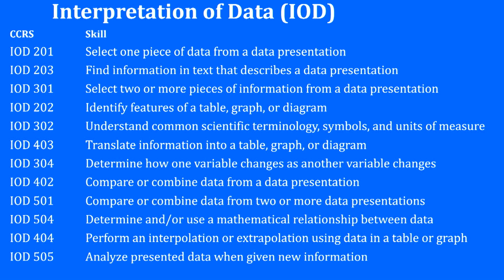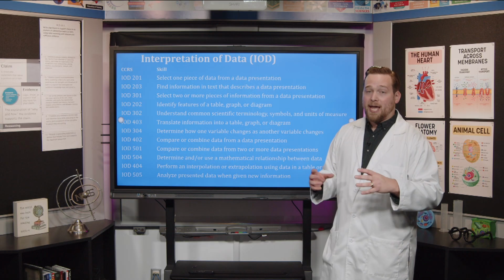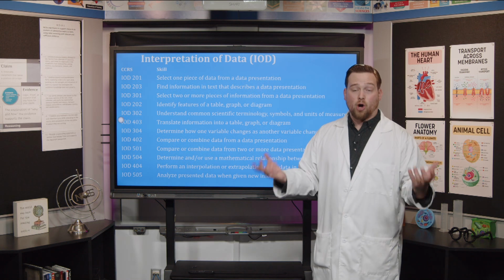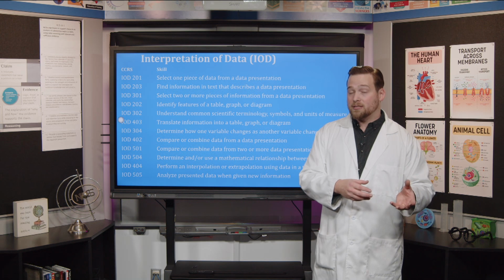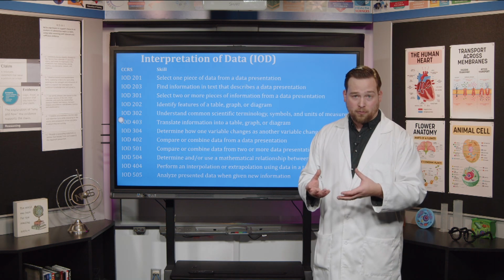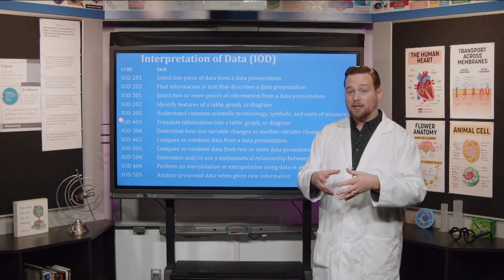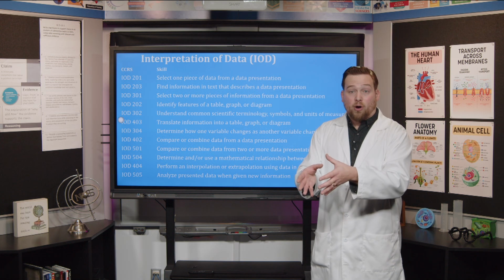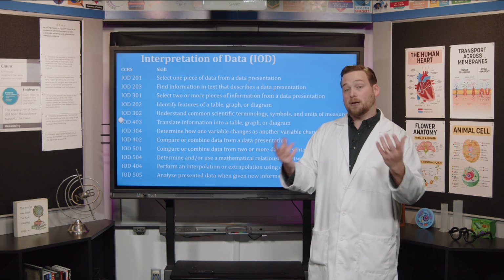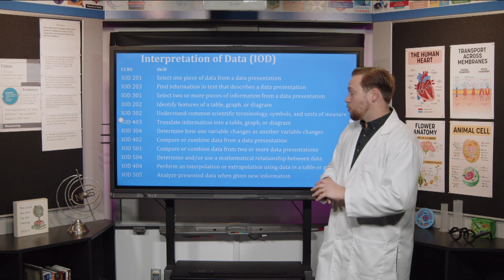These are the most difficult types of IOD questions you'll get. Let's read IOD 404. This says, perform an interpolation or extrapolation using data in a table or graph. So this is where the question will often say, imagine we did this other trial, or suppose we did this trial the same way, but we changed it like this. If you get a question like that, those are the more difficult ones. And if a question is saying suppose or what if we did this, what it's telling you is that it's not on the graph. You have to kind of use the graph to make a best guess. Okay? All right, I'll read the last one here and we'll move on.